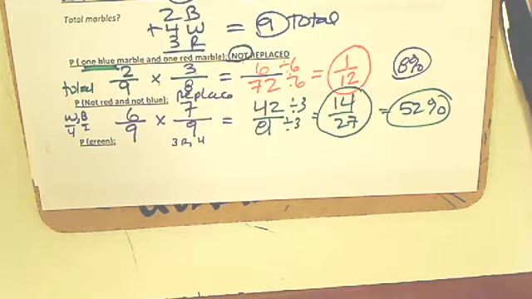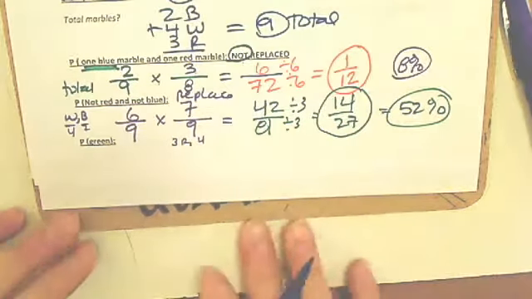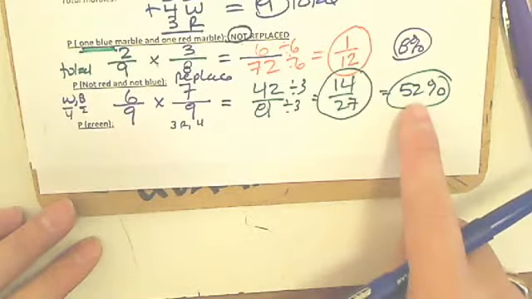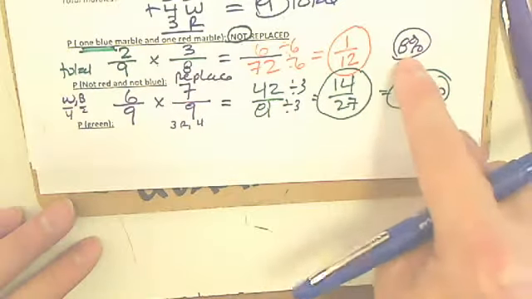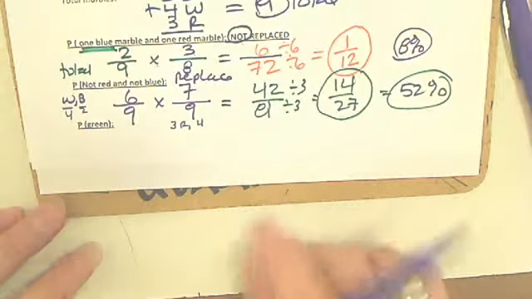What's that bottom number? 81. 9 times 9. I would bet on this one because the odds of winning are much better than this. If you know your fractions, I'm telling you, you win every time.